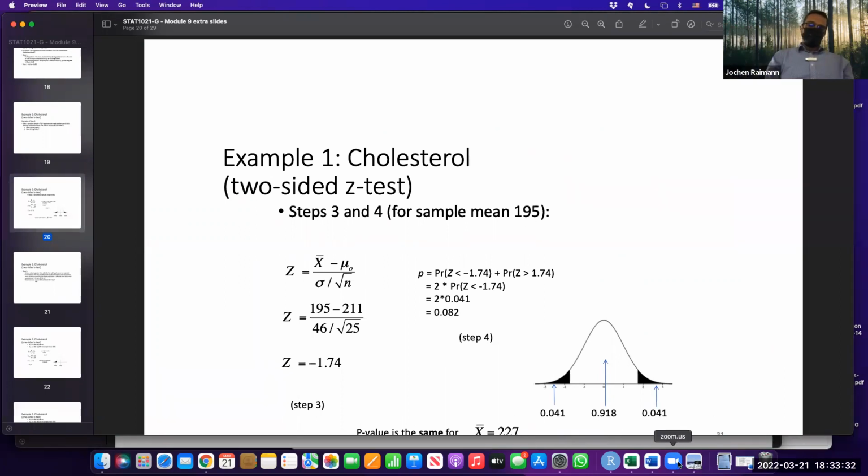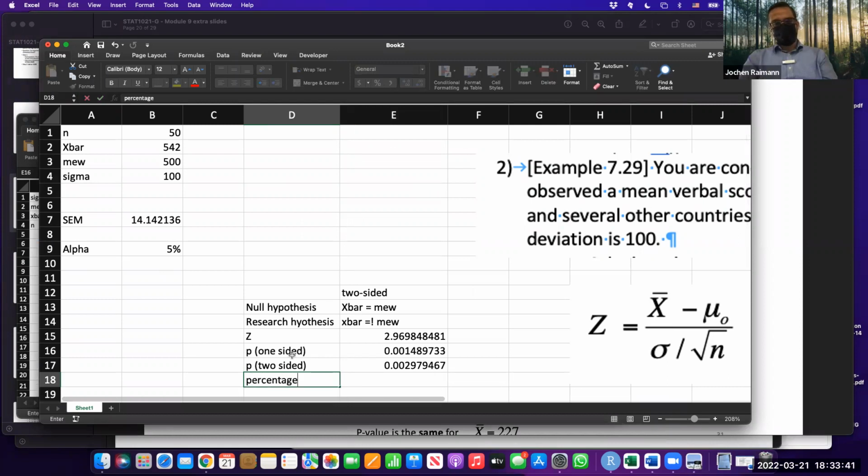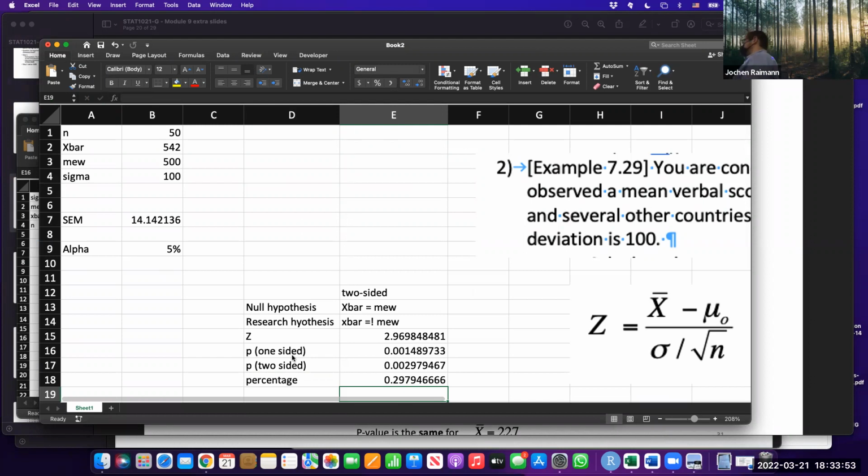So, taking into account an alpha level, we can also convert this into a percentage by multiplying this by 100. Would you say you're rejecting the null hypothesis or you're accepting the null hypothesis? You just multiplied by 100. It was an asterisk. So would you reject it or would you accept it, the null hypothesis?